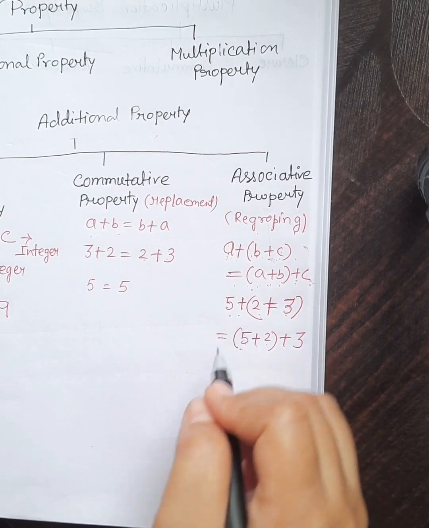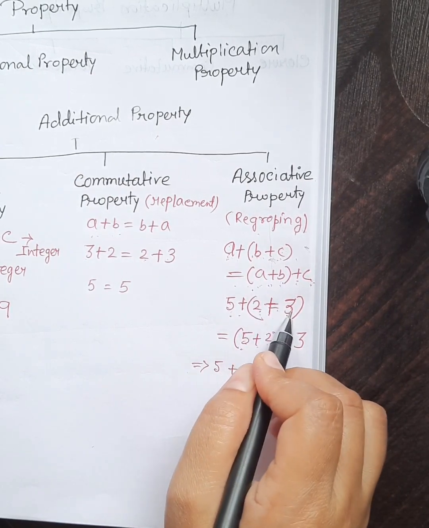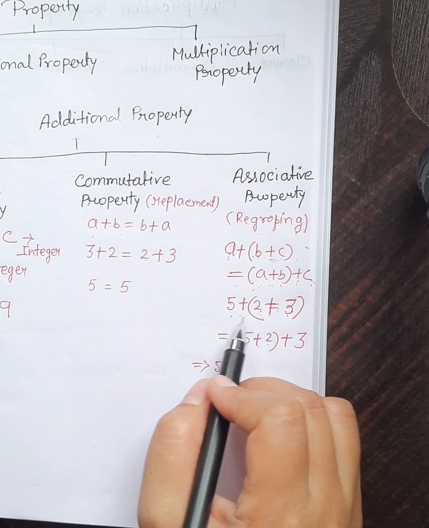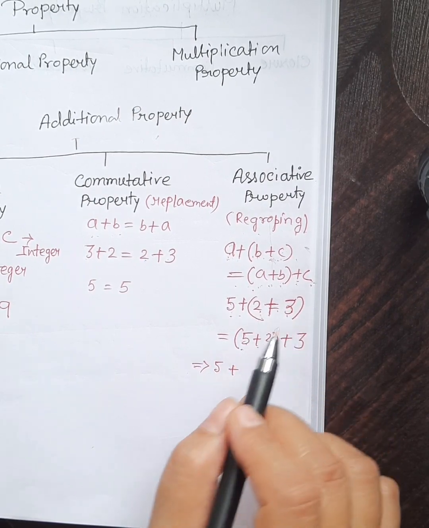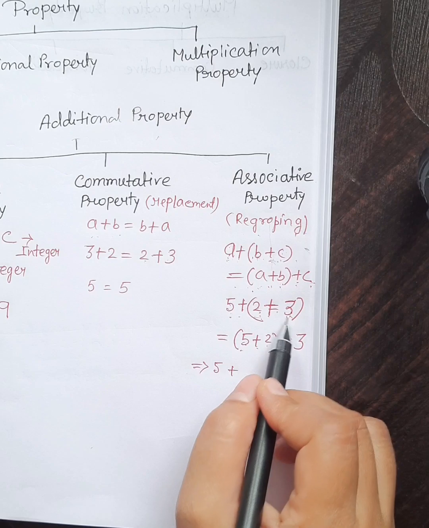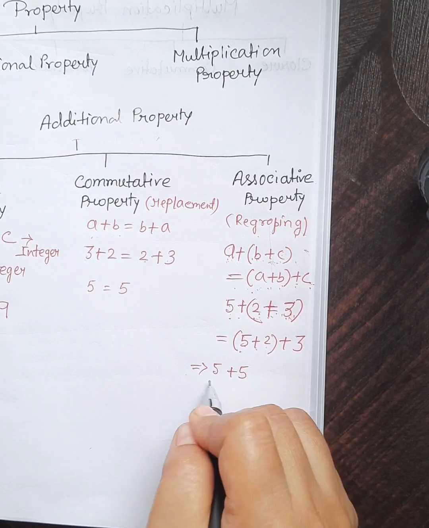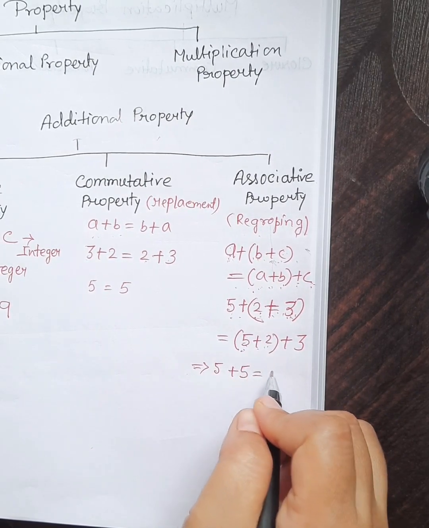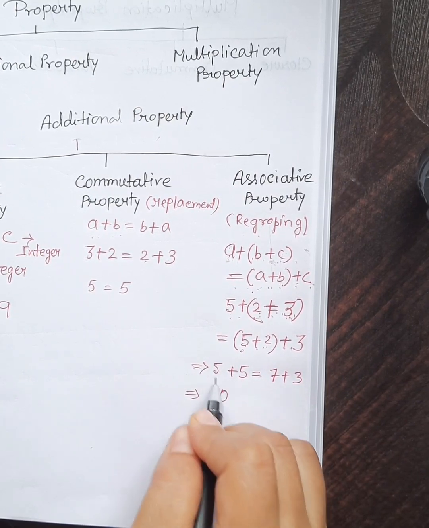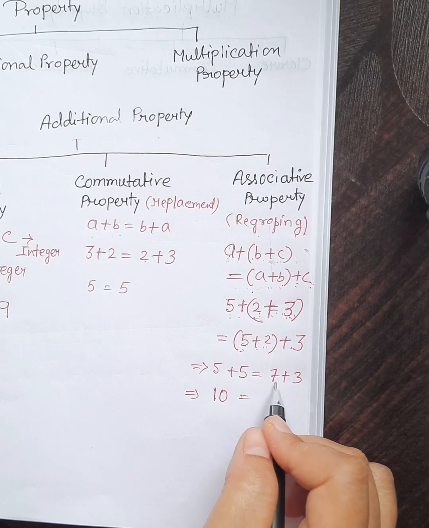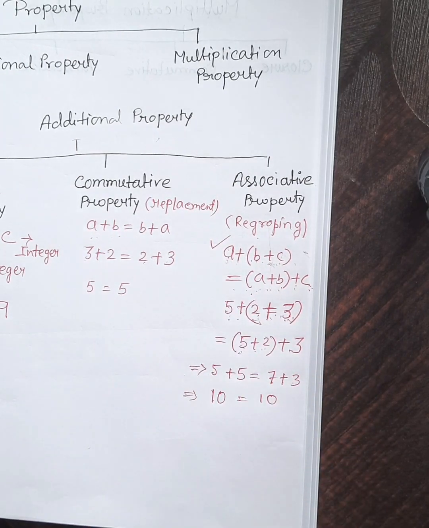Okay. So let's check whether this property is satisfied or not. 2 plus 3, we know when a bracket is included in an equation, we always do the bracket work first. That means 2 plus 3 we can find. 2 plus 3 is 5. Then 5 plus 5, 10 on the left hand side, and on the right hand side, 5 plus 2 means 7, plus 3 is 10. That means this property is satisfied. Clear?